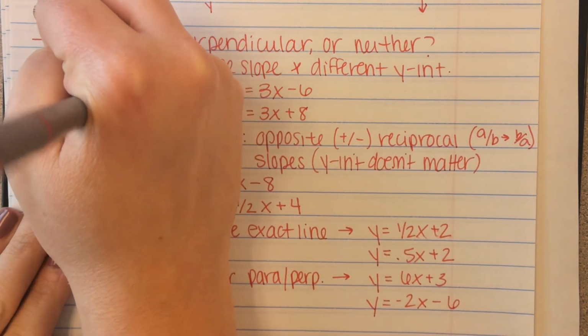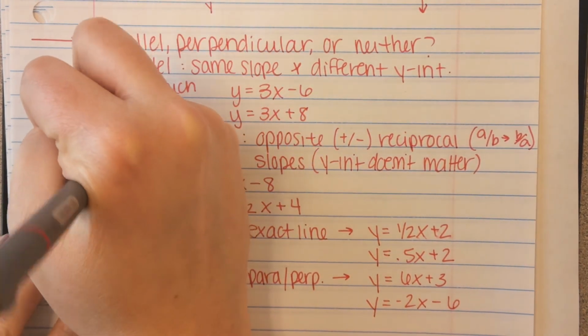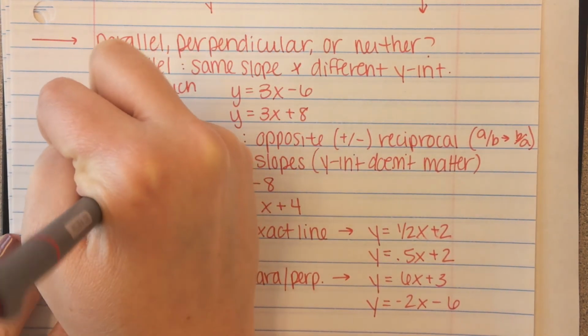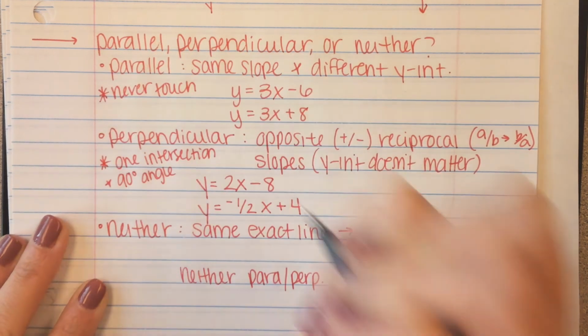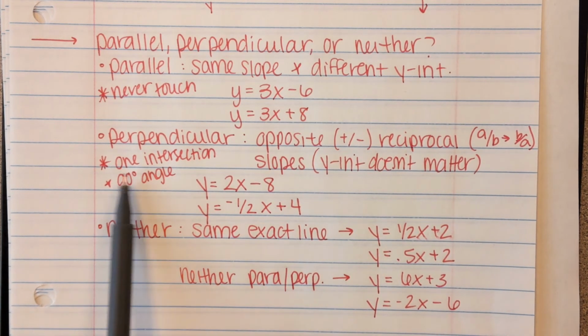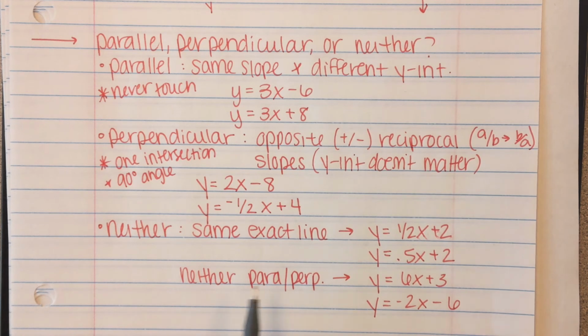And let's see, we should add that in here as a little note. Parallel lines never touch. Perpendicular lines have one intersection, and it makes a 90-degree angle. Okay? So the same exact line overlaps everywhere, so it doesn't meet either piece of criteria. All right, the other is if it's not parallel or perpendicular. So they're not even close, they're not related. So we have 6x plus 3 and negative 2x minus 6. Those slopes are not the same or opposite reciprocals. So that would just be neither.